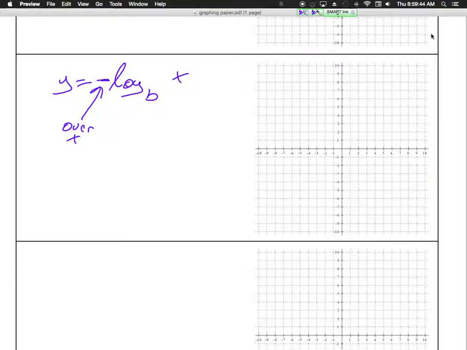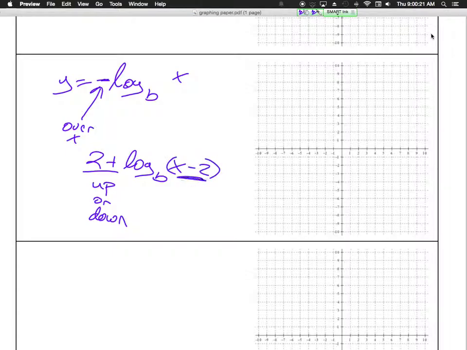AJ, what were you going to say? You add a number before the log. So if I had 2 plus log base b of x, what would that 2 do? Right. So if I add or subtract something out in the front, that's going to move me up or down. All right. What if I wanted to go left or right? It'd have to be with the x. So if I wanted to do like x minus 2, so if I do something in here, that is left or right.